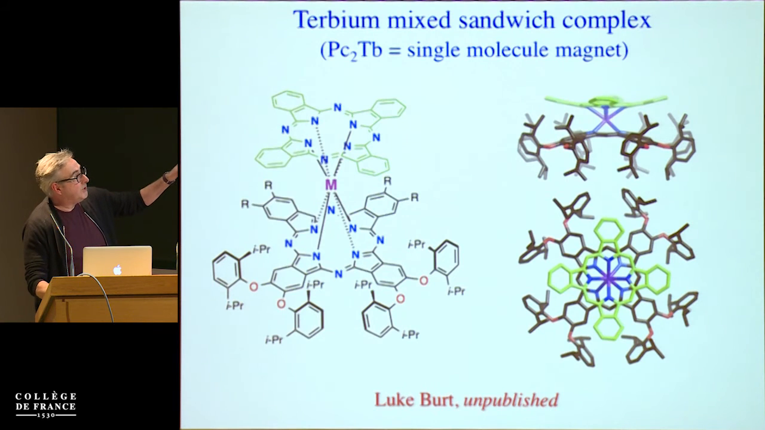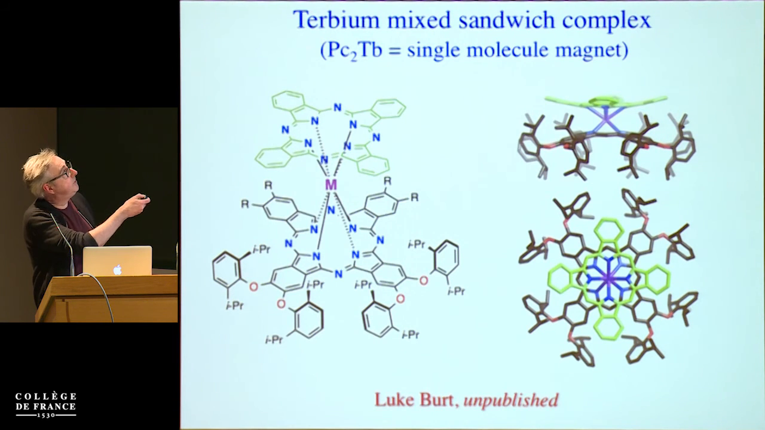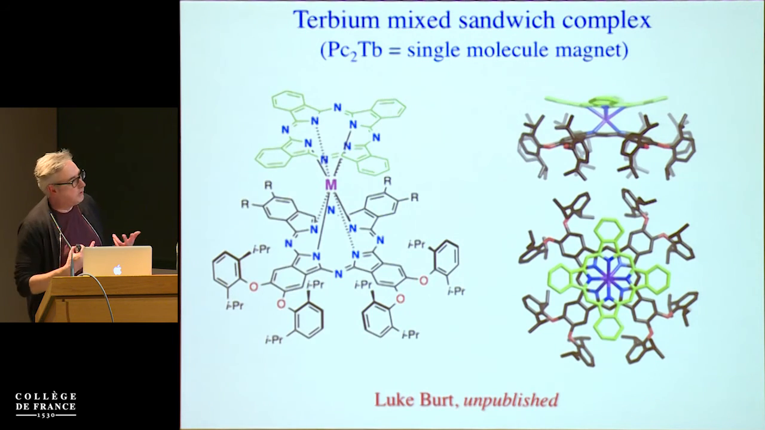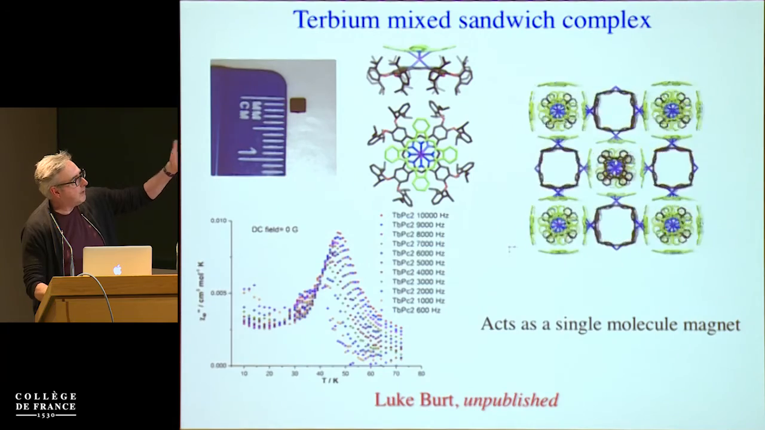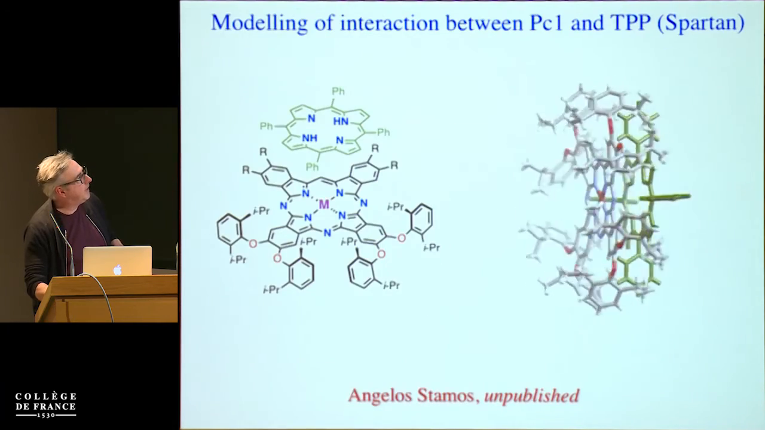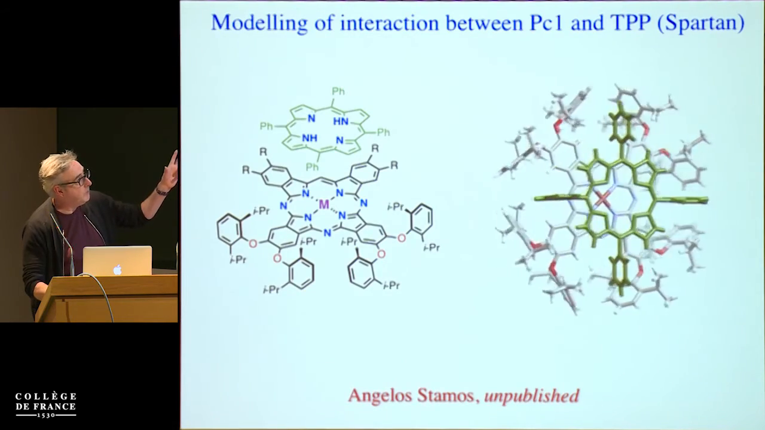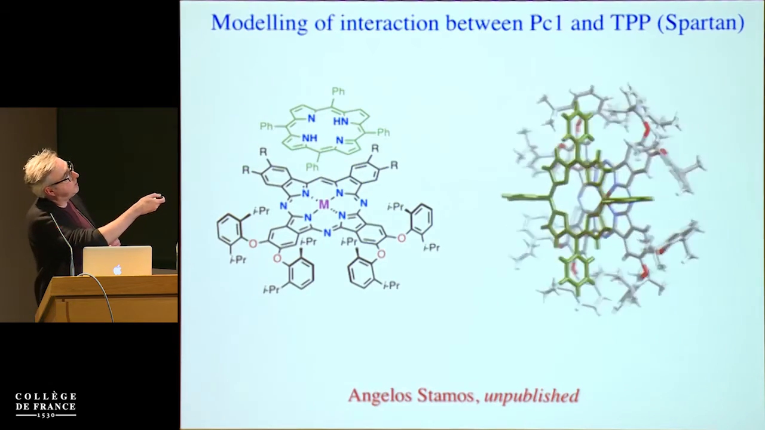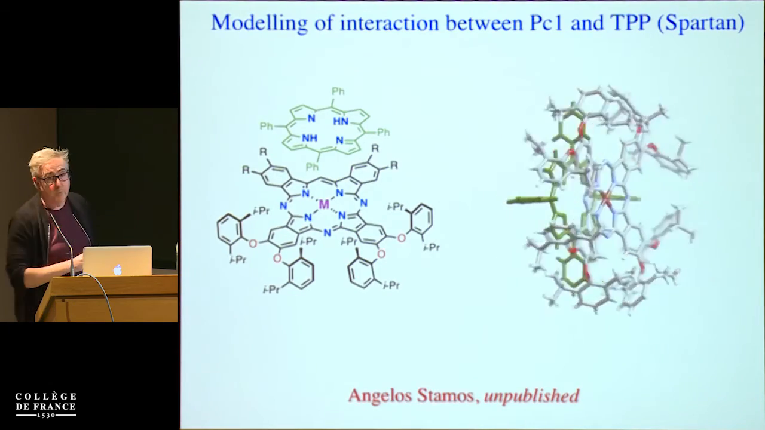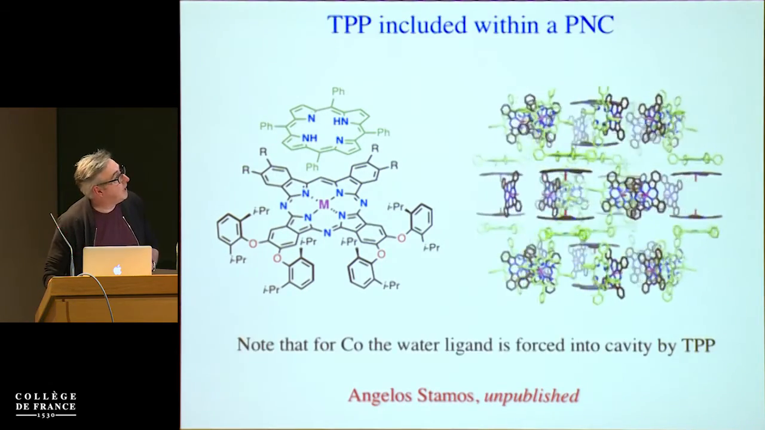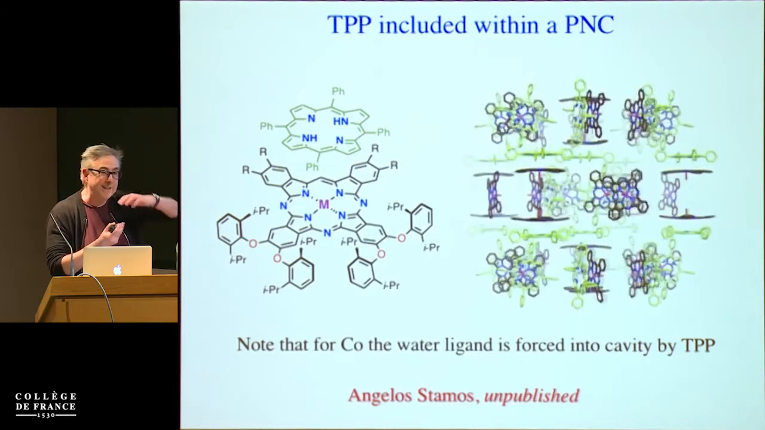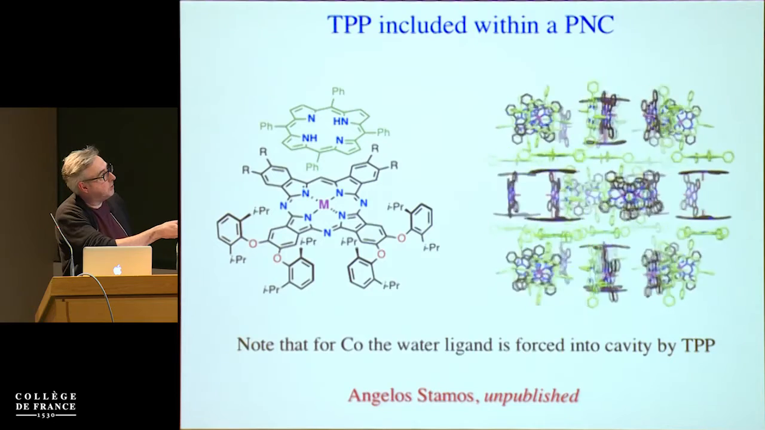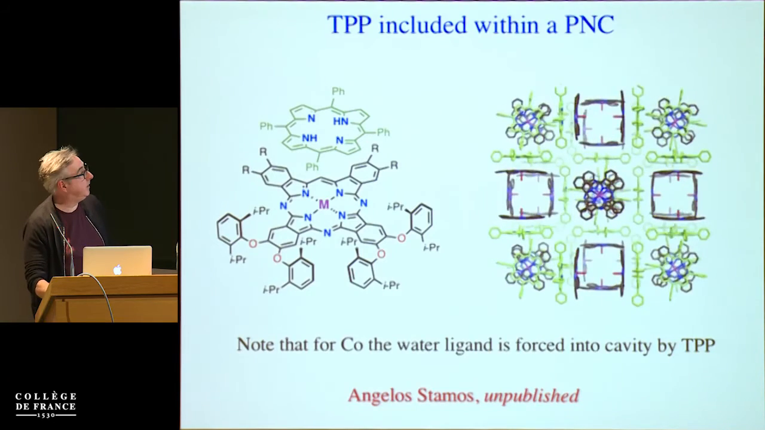We've managed to do a few other things. We've got this terbium mixed sandwich, which is now a single molecule magnet, and we've actually been able to get the magnetism from this porous structure. And lastly, very recently, we found that you can actually co-crystallize the thallocyanin with porphyrin, and so you can get porphyrins that co-crystallize with and sit inside the void structures inside the crystal.